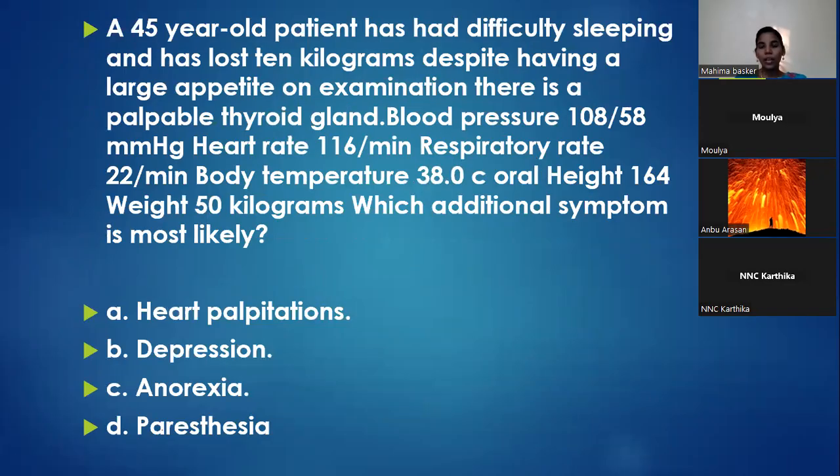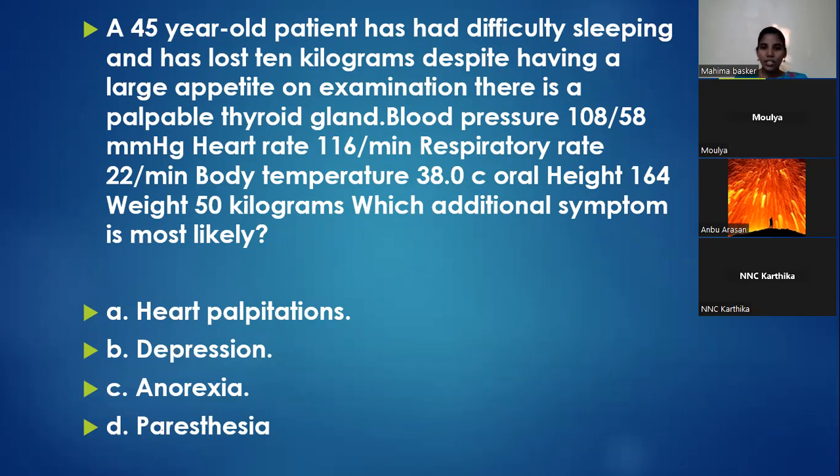If you know the disease condition, I will tell you what the disease is, and then you can answer different types of situation questions. A 45-year-old patient has had difficulty sleeping and has lost 10 kilograms, despite having a large appetite. On examination, there is a palpable thyroid gland. Blood pressure 108/58, heart rate 106, respiration 22, oral temperature 38, height 164, weight only 50. Which additional symptom is most likely?